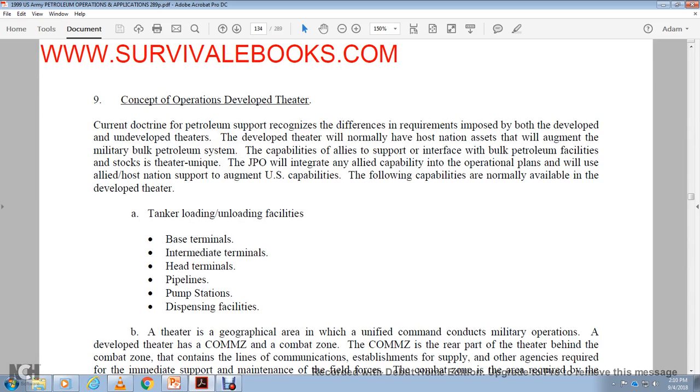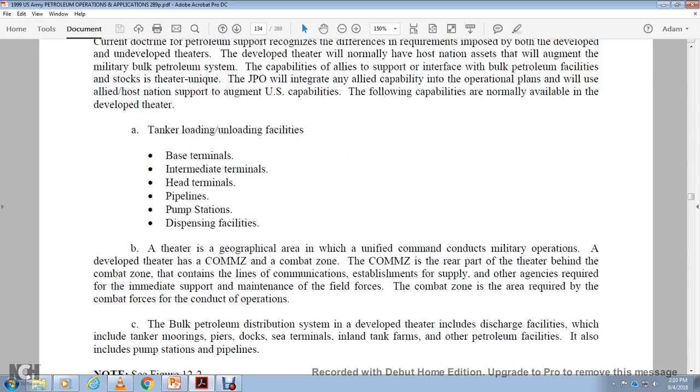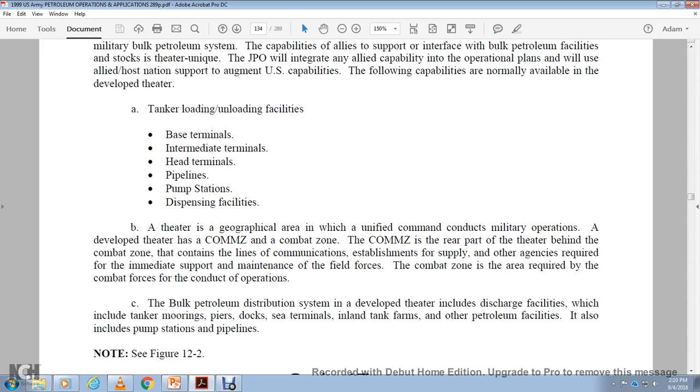Tanker loading and unloading facilities, base terminals, intermediate terminals, head terminals, pipelines, pumping stations, and dispensing facilities. A theater is a geographical area within a unified command with military application, developed there with the combatant command.